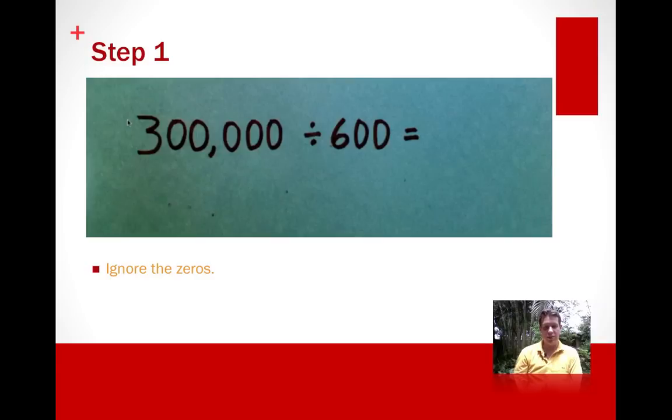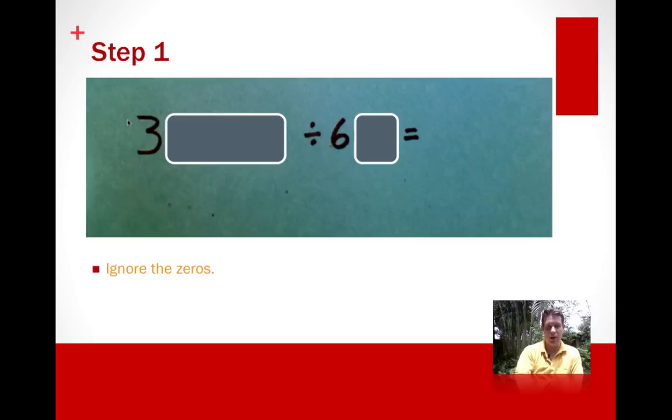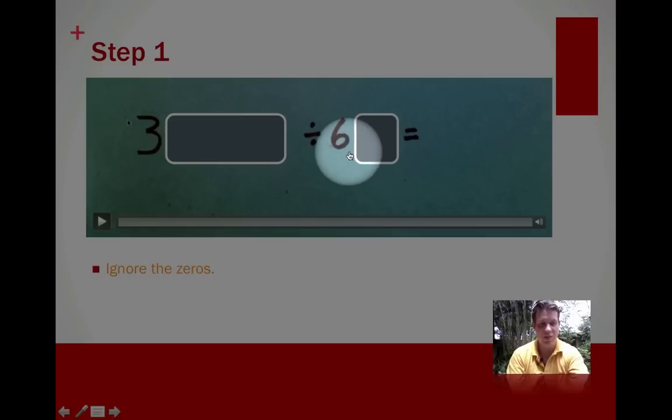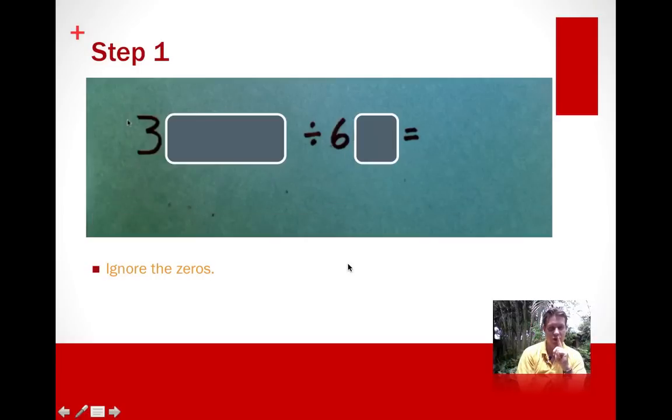This one we're going to follow the same steps, but it's going to be just a little bit different, because watch what happens when we ignore the zeros. Okay, we got 3 divided by 6. Now, if you think back to the beginning, our trick only works if the dividend is bigger than the divisor. Well, is this dividend bigger than the divisor? No. So maybe we can't do this problem with the tricks we've learned, but we're just going to double check one thing.